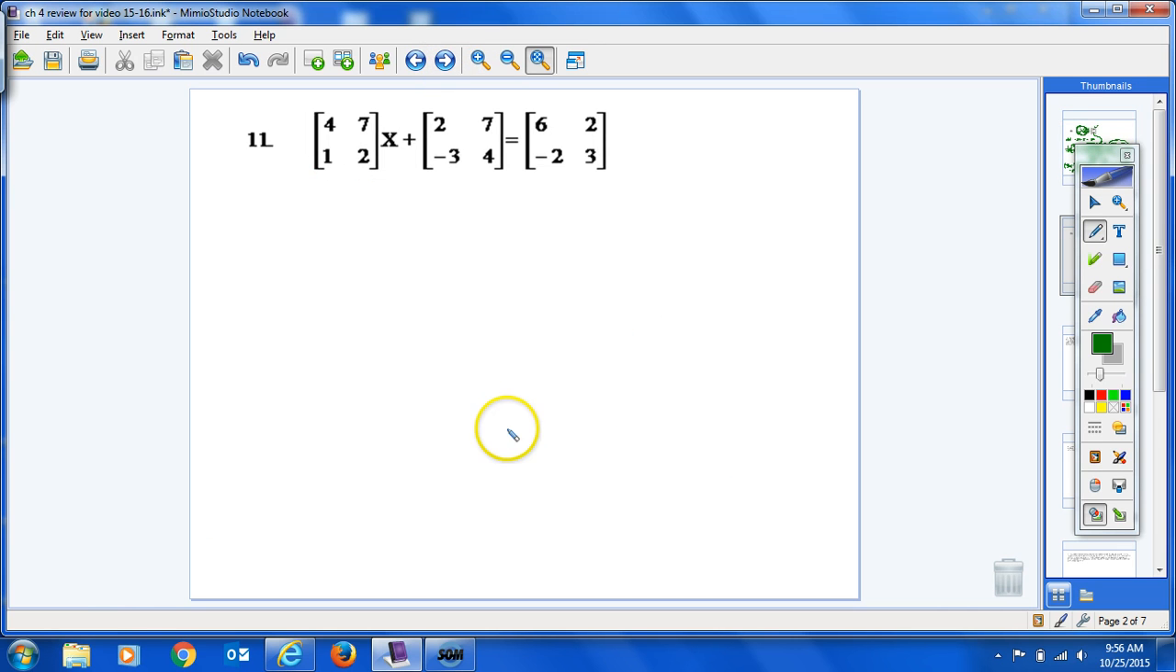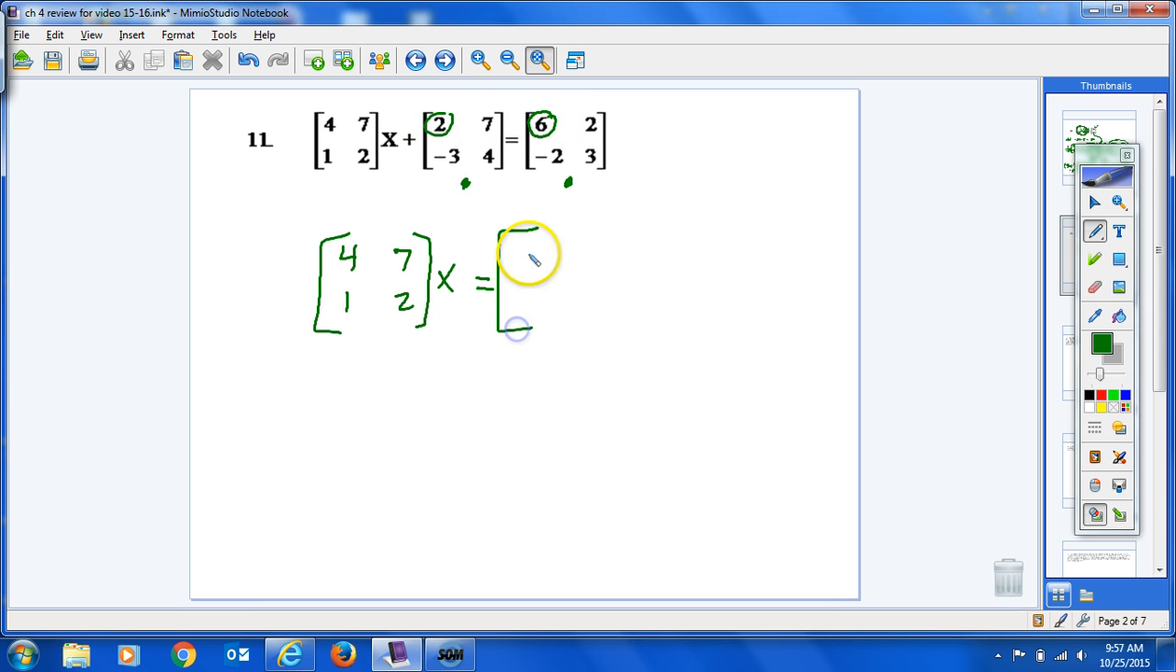All right. This is a similar problem, but it's got an additional step. The first thing that has to happen is we need to subtract this matrix from this matrix. So let's go ahead and set this up. So just match up the elements. 6 minus 2 is 4. 2 minus 7, negative 5. Negative 2 minus negative 3, so be careful there, you're subtracting a negative number. So negative 2 minus negative 3 is just 1, and 3 minus 4 is negative 1.